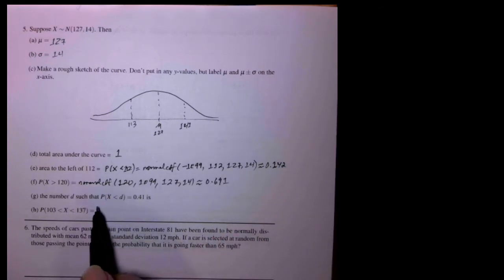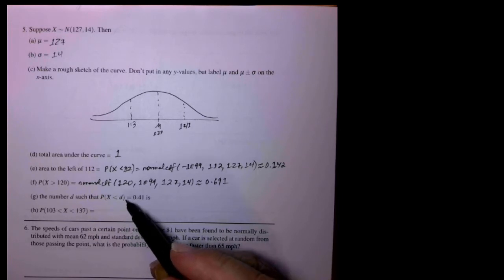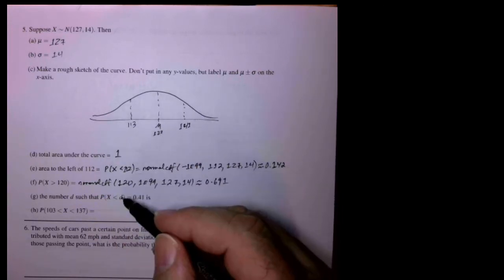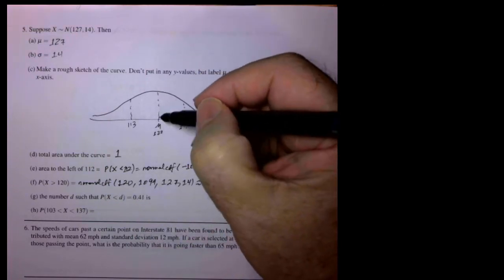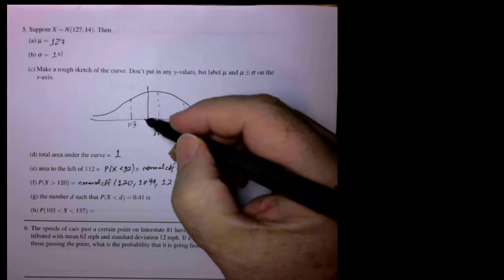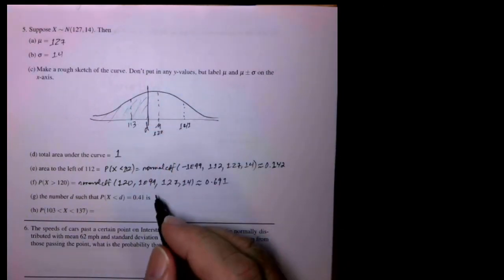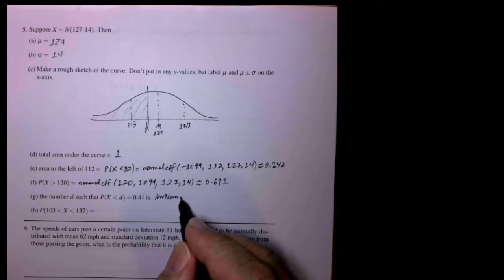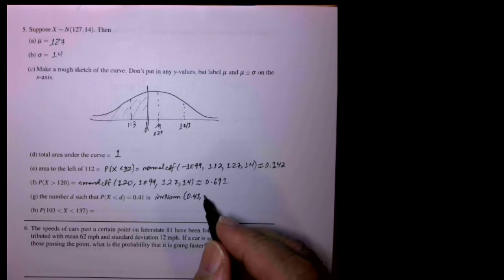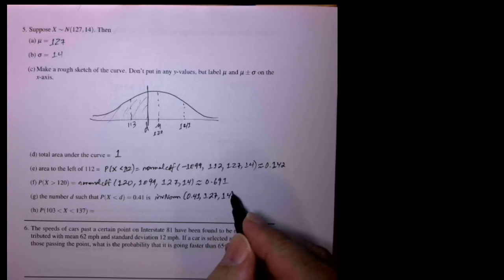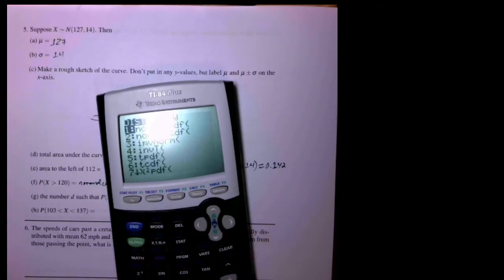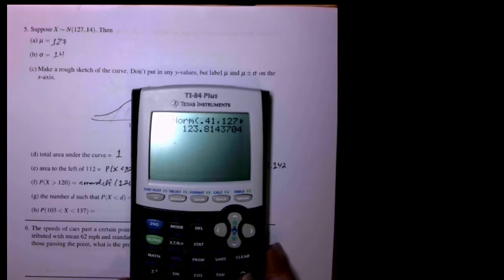What's the number d such that the probability that x is less than d is 0.41? Right? Probability x is less than d, that's the area to the left of d. So we're looking for the d on the x-axis here, so that the area to the left of d is 0.41. If d were here, the area to the left of it would be 0.5. So I'm going to put d in right about there, just in the picture. Well, how do I find d then, if I know the area to the left of it? This is going to be inv norm of 0.41, 127, 14. Let's just do it. Inv norm of 0.41, 127, 14. Looks like about 123.81. How about that?